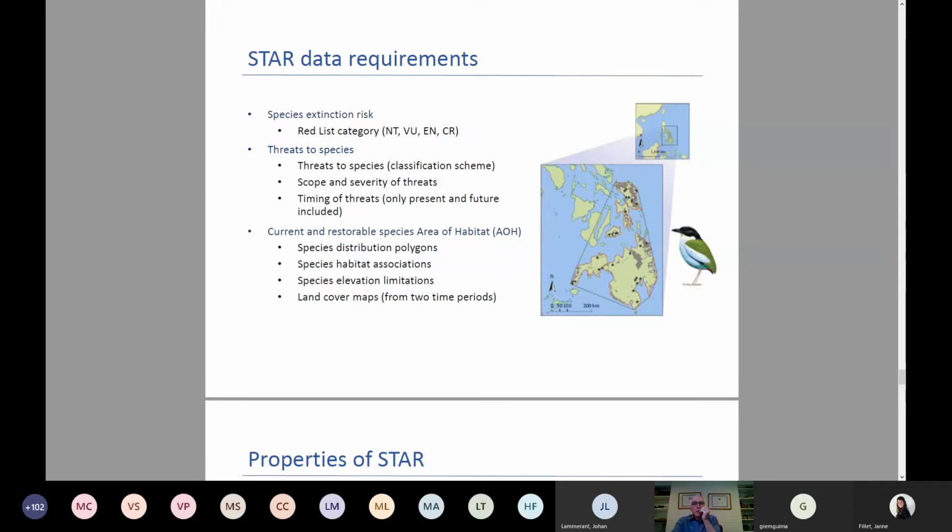To do this, you need to acquire data on species, including their threat risk, the risk in the Red List, and also the threats that apply to them in the classification scheme, the scope, severity and timing of threats. And then you need to know where the species occur. And you do that through looking at what we call the area of habitat calculation. That's a thing which I can come back to if anybody's interested.